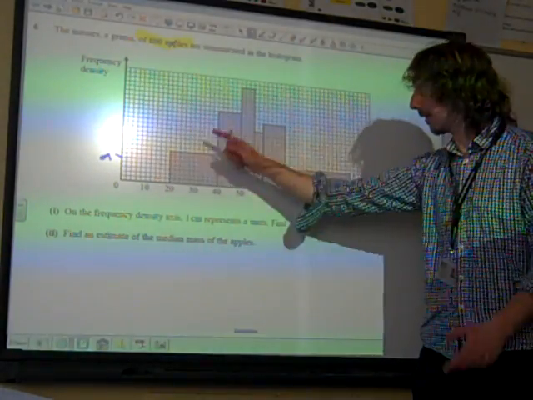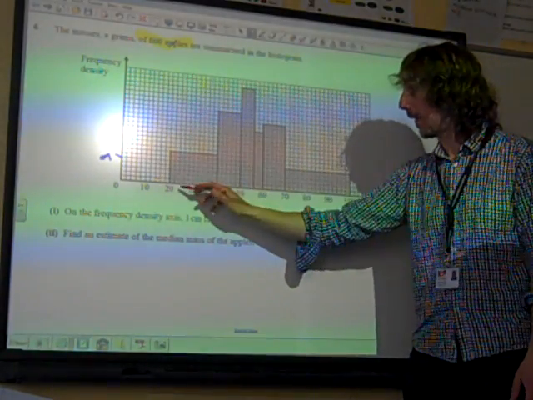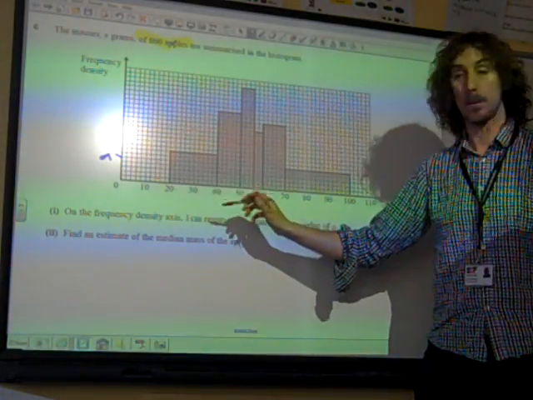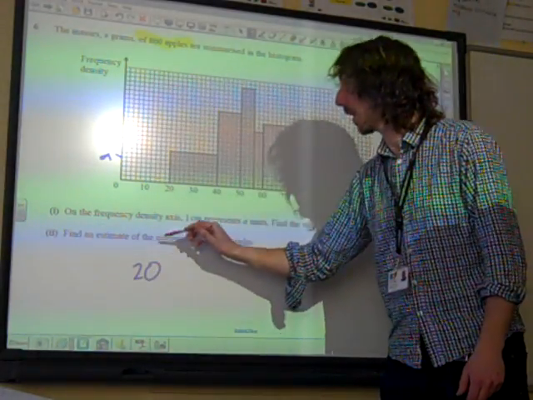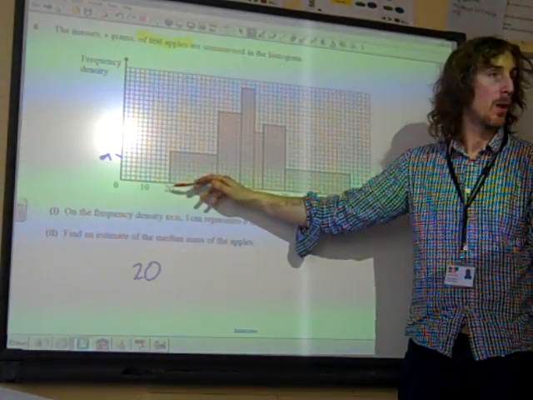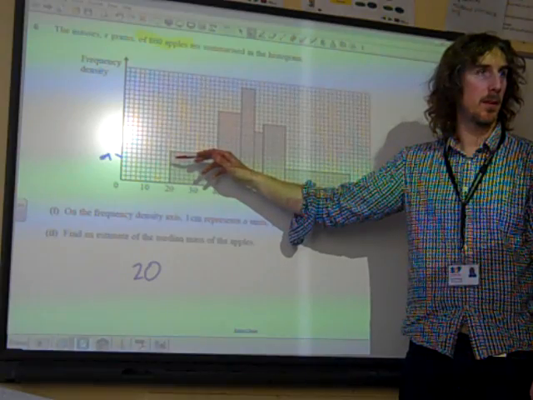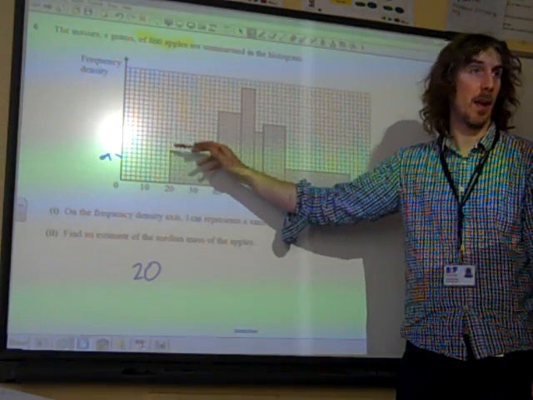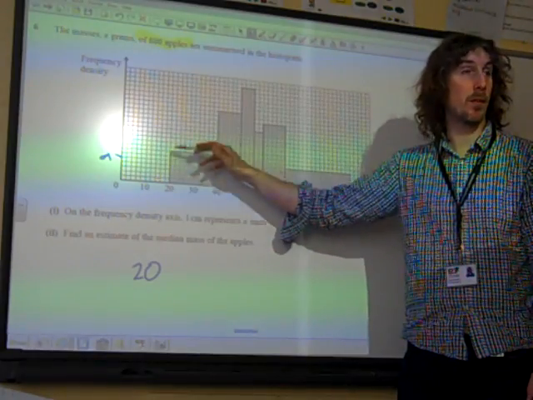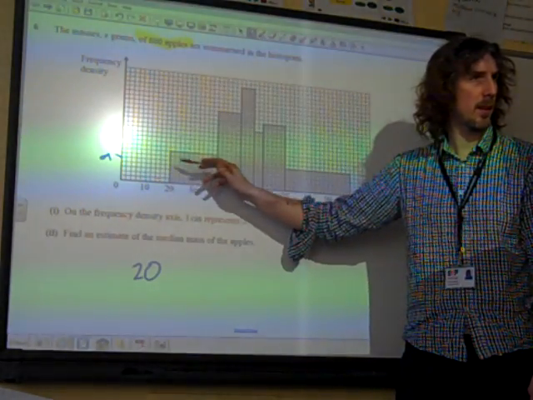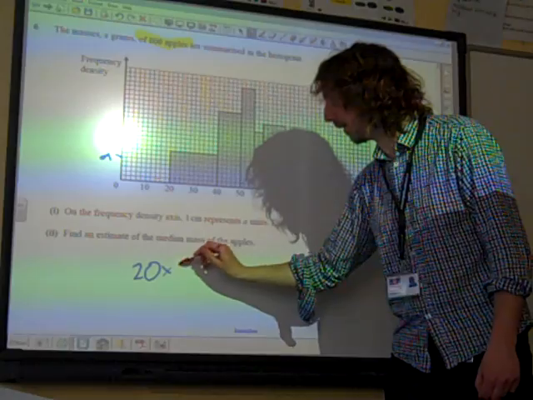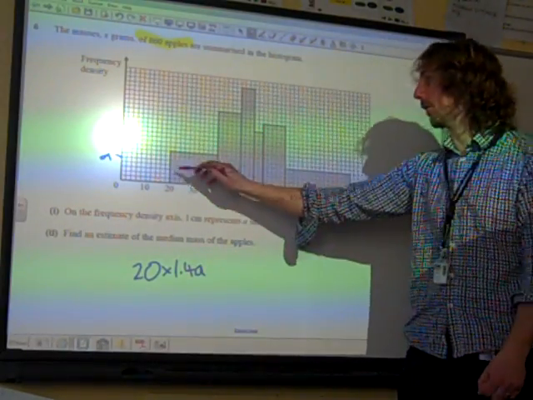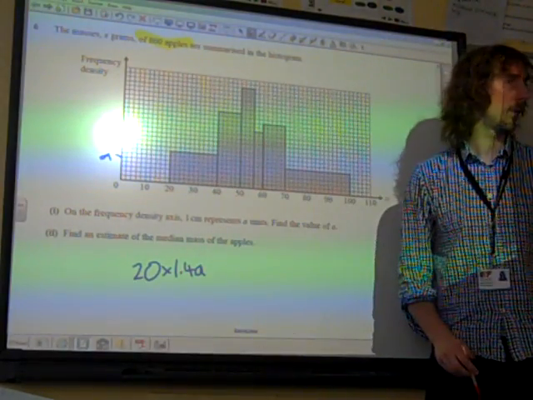Well, if we look at the sections on here, this first bit has a width of 20, and it has a height. Well, if A is 1 centimetre, then that's 2/5 more than that. So that's 1.4 lots of A is that height. Does that make sense? So 20 times 1.4A is that first bit there. That's got that bit sorted.